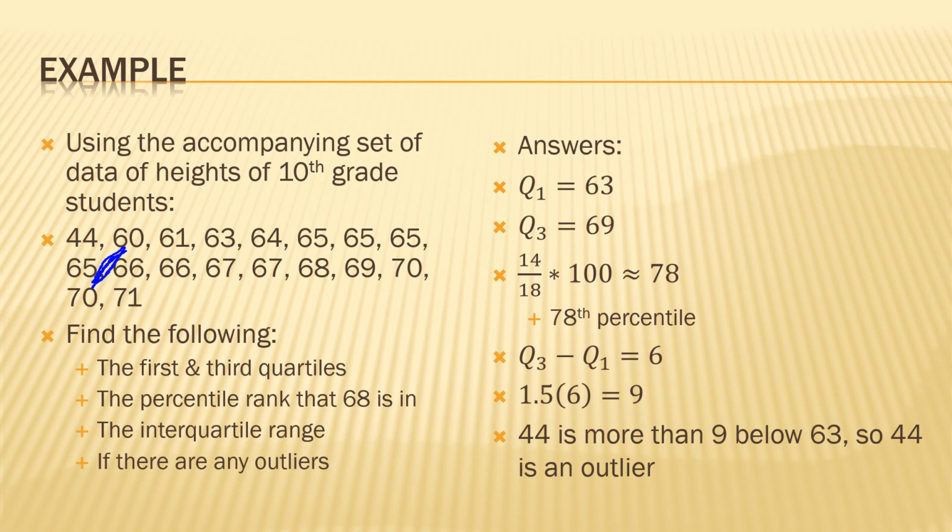I check on the upper set. My quartile 3 is 69. There are no scores that are more than 9 above 69. So I have no outliers on the upper end. So my only outlier is 44.